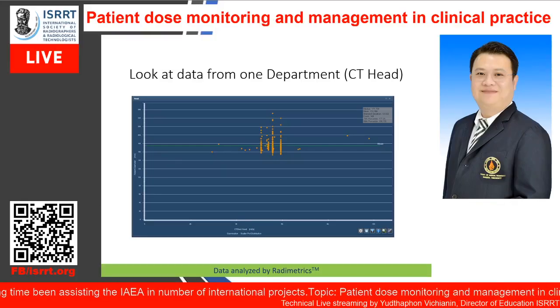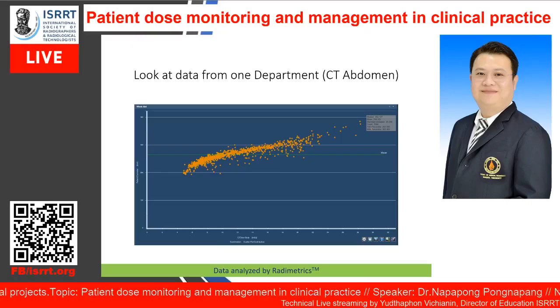The first time I saw this, I talked to my radiologist. Let's do something about this, because it can't be like this. It should be in similar values. And if you look at the abdomen protocol, wow, that's a big difference there, right? From way too low to way too high.